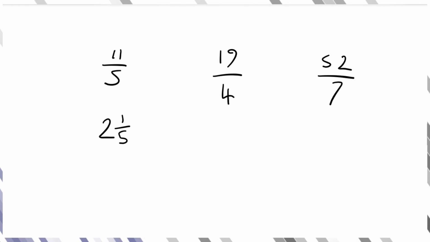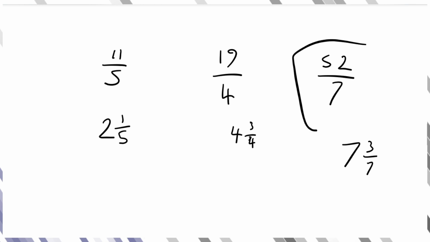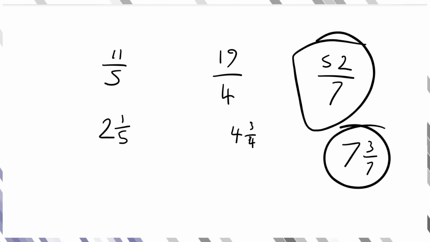19/4, 19 divided by 4 is 4. 4 4's are 16. And then there's 3 left over, so 4 3/4. That's 19/4, 4 3/4. And 52/7, well, 52 divided by 7, 7 7's are 49. So that's going to be 7, and the remainder from 49 to 52 is 3. 49 plus 3 is 52, and the 3 is over what it was, which is 7. 7 3/7, 52/7, and 7 3/7, exact same thing. And that's it. That's how you convert an improper fraction to a mixed number.